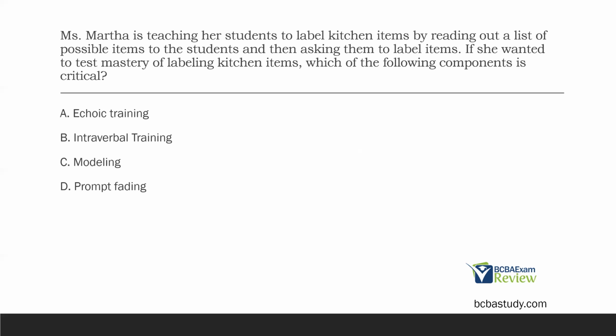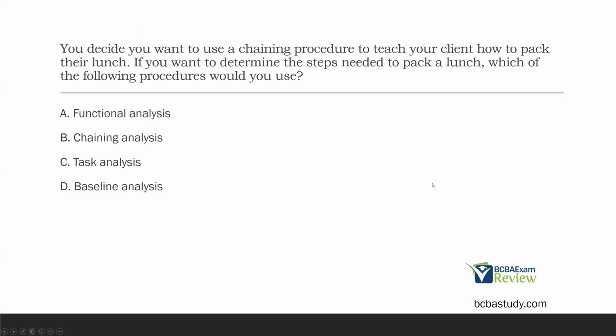Okay, that's the whole idea. So what we're really trying to do is what? We're trying to fade the prompt. Right now, labeling the item is under the control of this prompt. In order to test true mastery of this labeling skill, we need to completely fade out all prompts and then see if they can label these kitchen items. Our answer here is D, prompt fading. That is G4 on the task list.